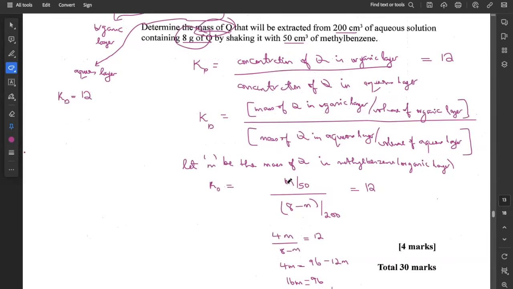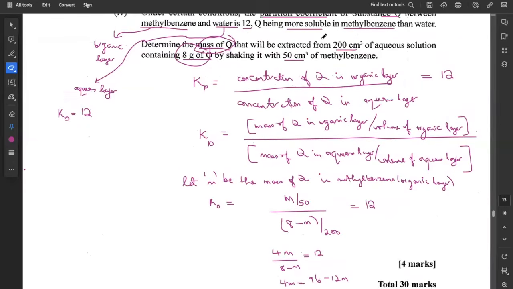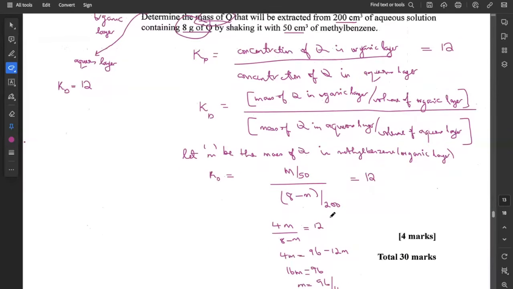And then that M is going to be coming out of the aqueous phase that they told us contained 8 grams of Q at the beginning. So in the aqueous layer, we have 8 grams of Q initially, and we're going to take out M. When we shake it with methyl benzene, M is going to come out and go into the organic phase, which is the methyl benzene. So in the end, at equilibrium, we're going to have 8 grams minus the M that left to go into the organic layer. And that's going to be divided by the volume of that aqueous layer, which they told us was 200 cm cubed. So again, we're still consistent.